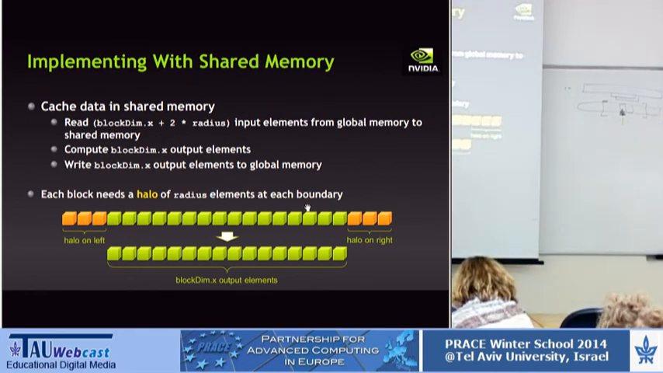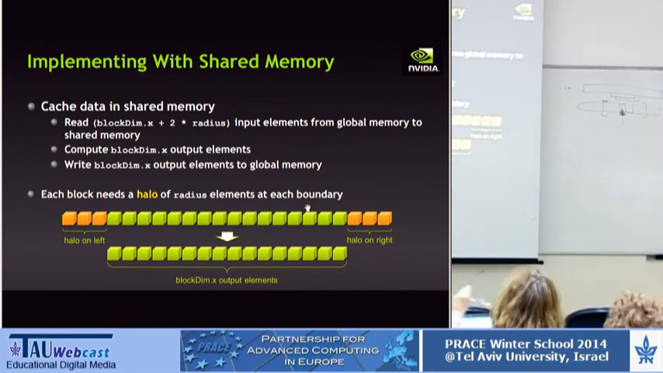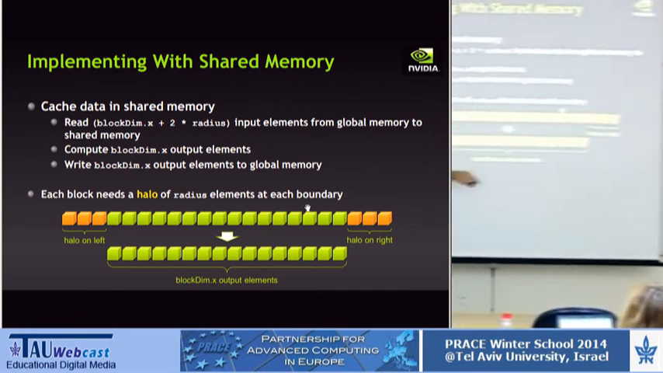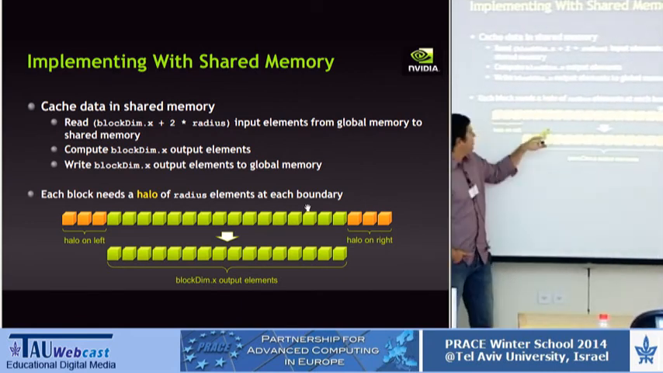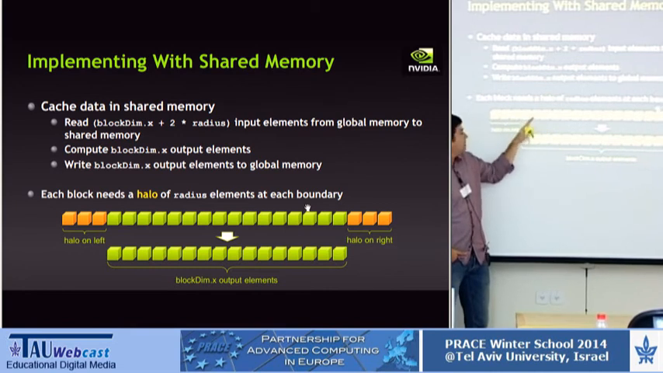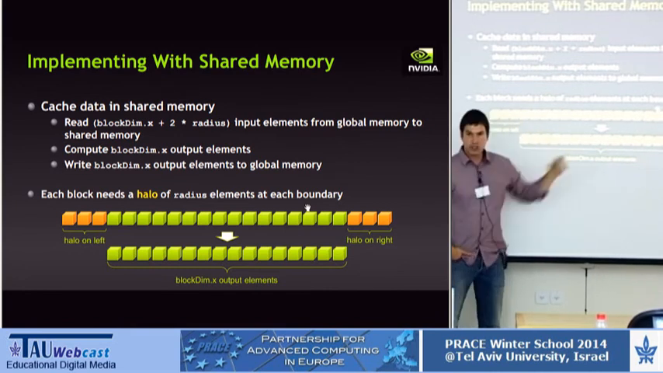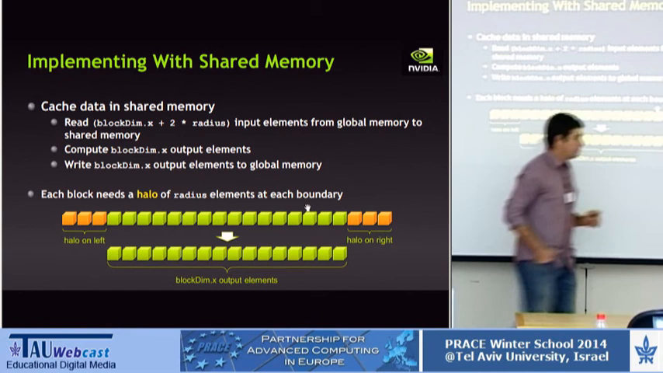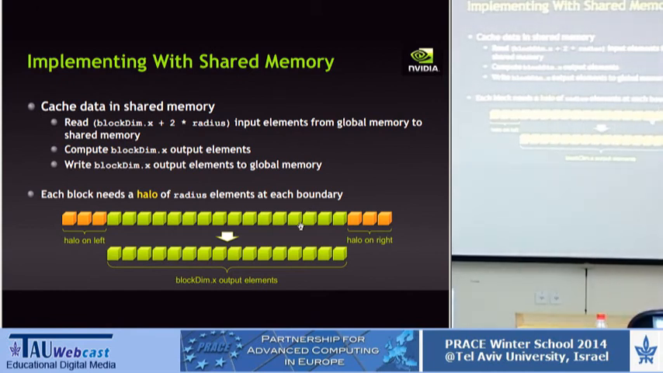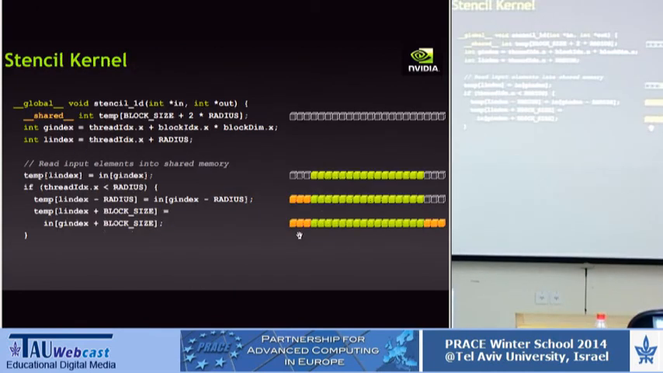This is the number of threads that I have in my block. So it's blockDim.x, the number of threads in the block. And in order to compute the output values for this amount of threads, I need to bring input pixels, 3 more on each side. That's what we said, right? So this is how it's done.